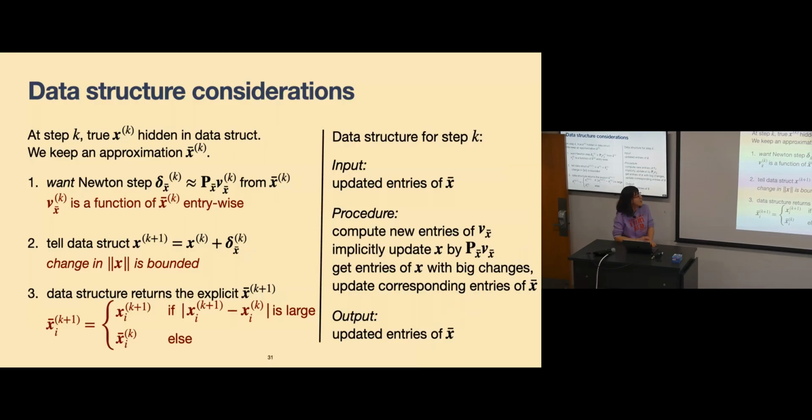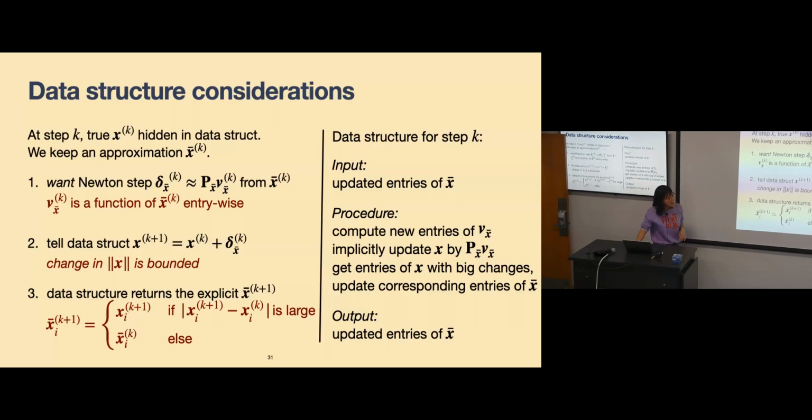Okay, right. So to summarize, this is abstractly what our data structure does at every step. As input at step k, we're given the updated entries of x bar. And then the data structure will compute the new entries of v, which is the direction we're moving towards. And this v is going to involve gradients and Hessians evaluated at X bar. And then remember, we also have this projection matrix, which is also a function of X bar.